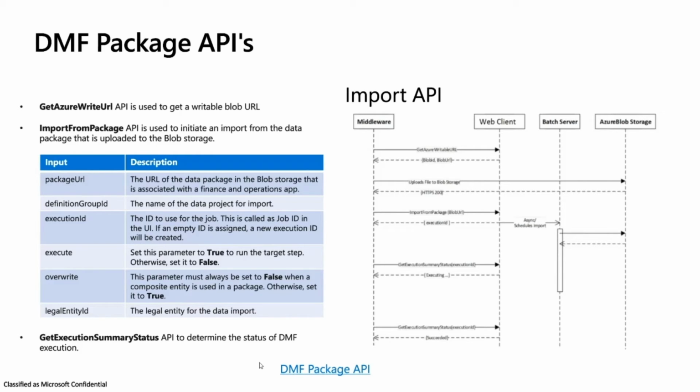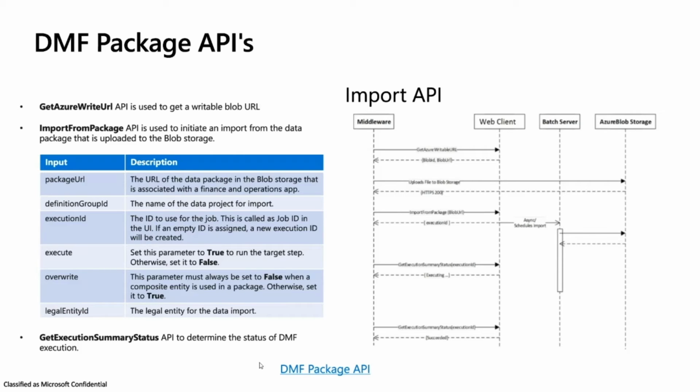There's another parameter called execute, which by default is true, but if you do not want to run the target step, where target step means from external system to staging and then staging to target, you can set it to false. Another parameter is overwrite, which is typically false. If you set it to true, then based on the package you are sending, it will override the mappings on the data project you have created. The last one is the legal entity.